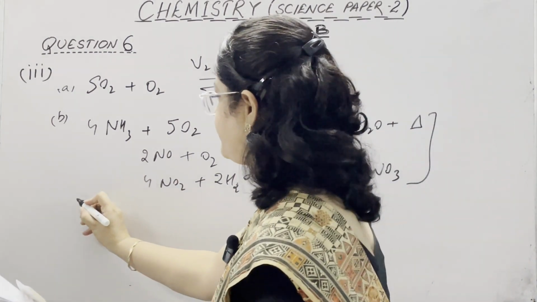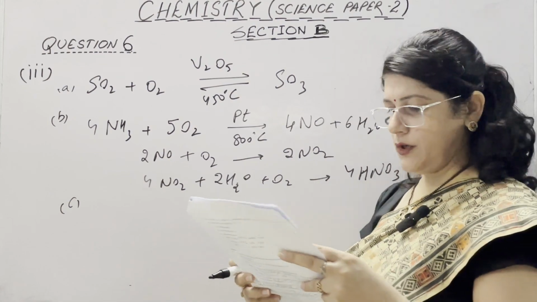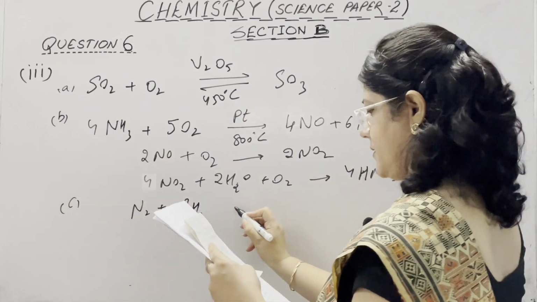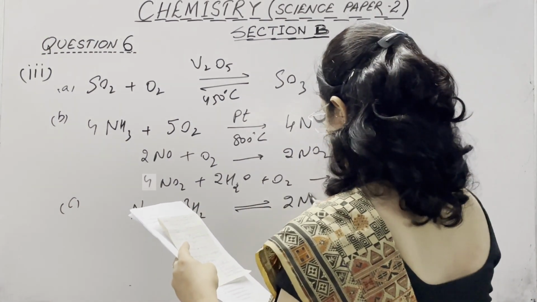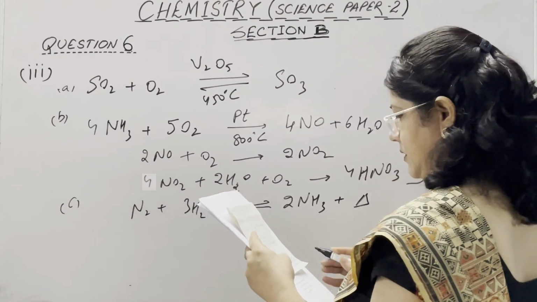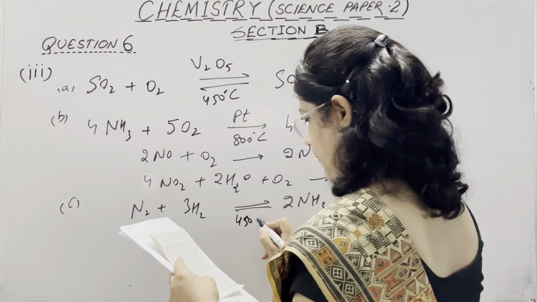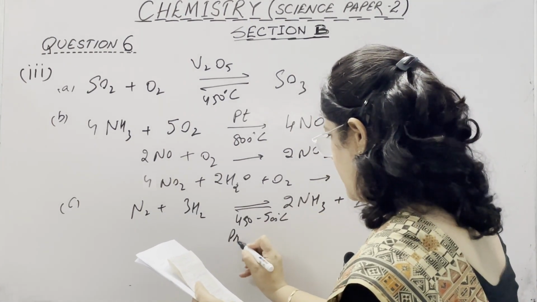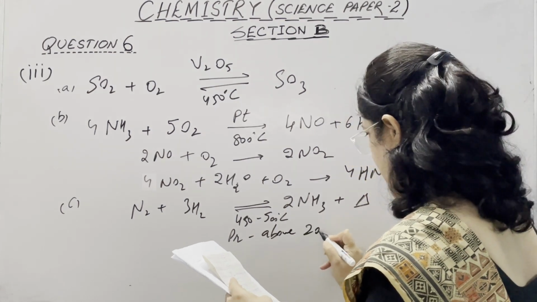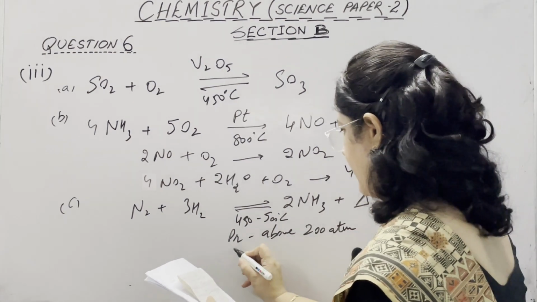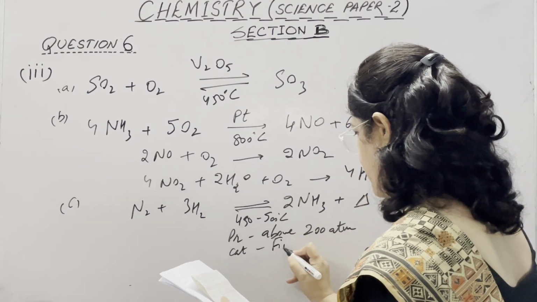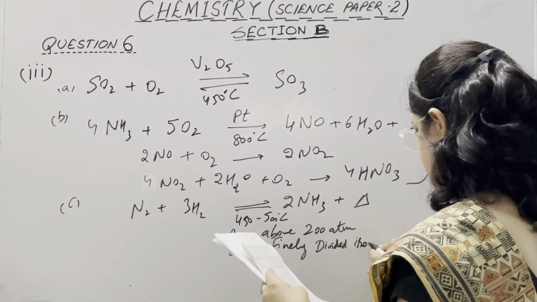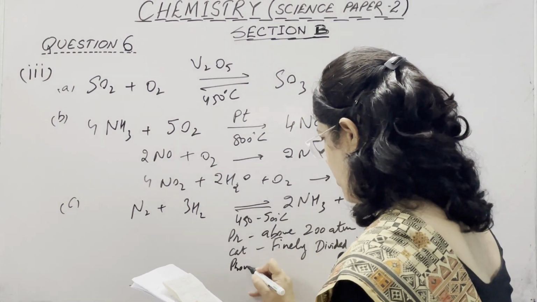In C part, conversion of nitrogen to ammonia. So N2 plus 3H2, the famous Haber process, gives NH3, and heat is also evolved. Conditions are 450 to 500 degrees Celsius temperature, pressure above 200 atmosphere. Catalyst used here is finely divided iron. We have already discussed this in part A also. And then promoter is molybdenum.